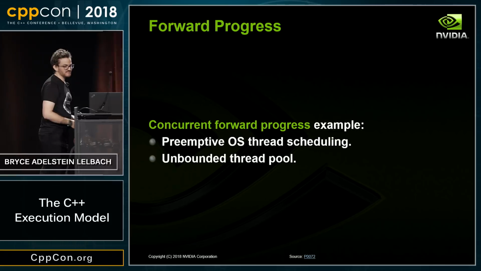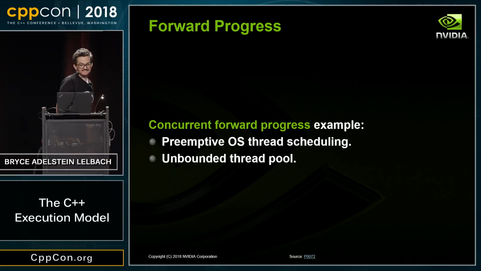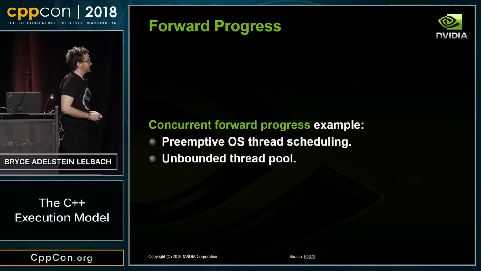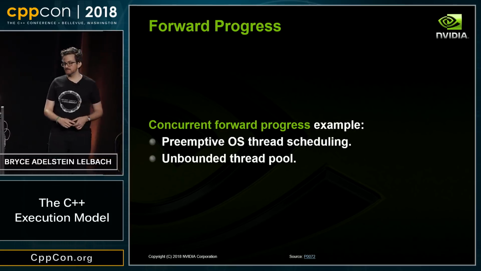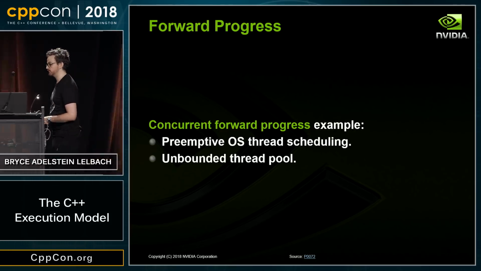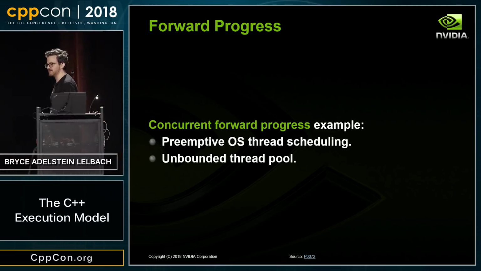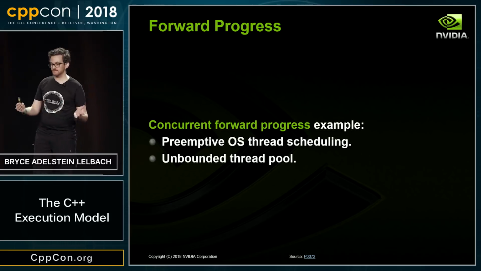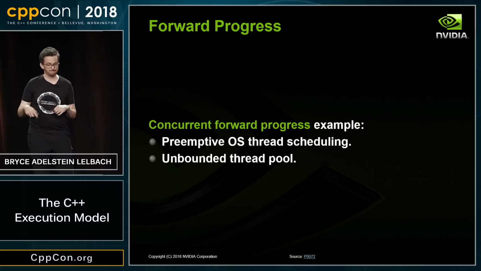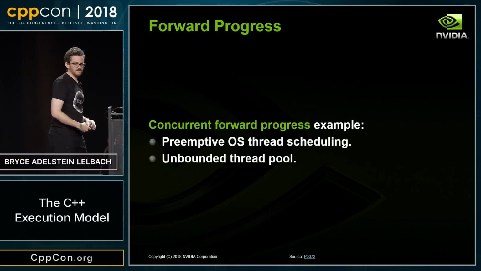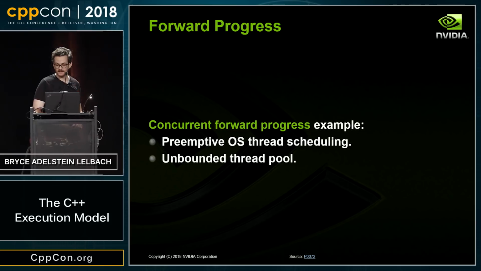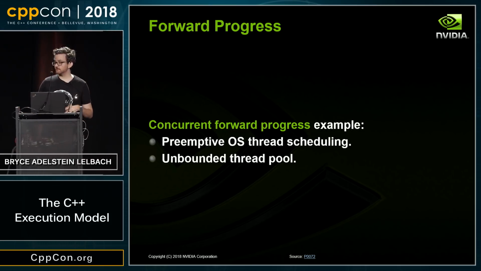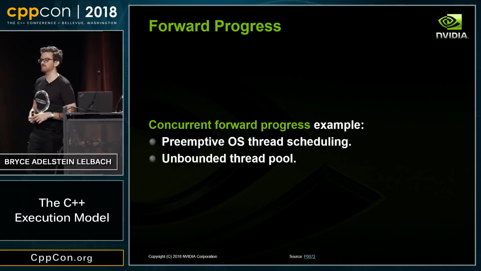Some examples of things that give concurrent forward progress: preemptive OS thread scheduling, something like fair share OS thread scheduling or round robin OS thread scheduling, or an unbounded thread pool. An unbounded thread pool is a thread pool that you create with some number of threads, but if it needs to add more threads to ensure forward progress, it would do so. This is a very strong guarantee, and it's very desirable because it makes it easy for you to ensure that your program has forward progress and that your stuff will eventually run.